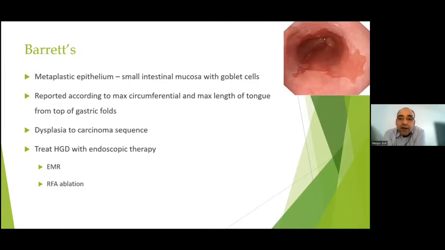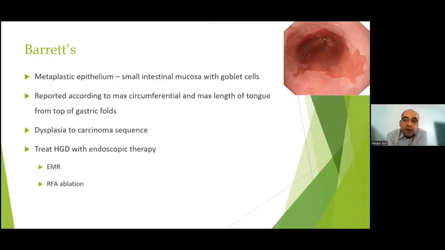And then the surveillance for non-dysplastic Barrett's is that you could do an OGD every 3 to 5 years. However, if there is dysplasia, the Barrett's needs to be biopsied, and if the biopsy shows dysplasia, then in the case of low-grade dysplasia, it needs to be monitored more frequently, 6 monthly.